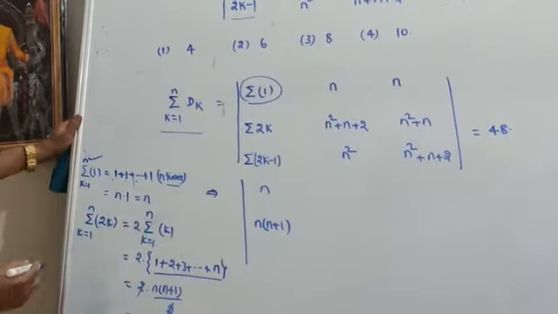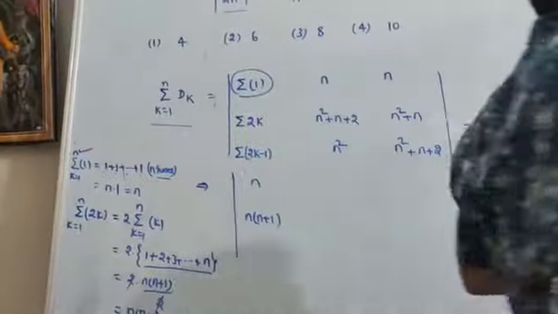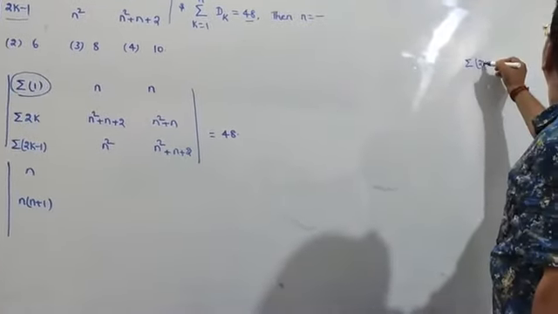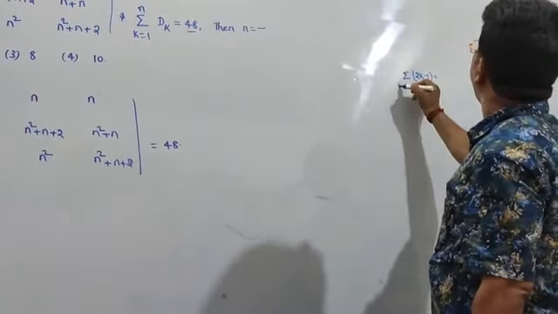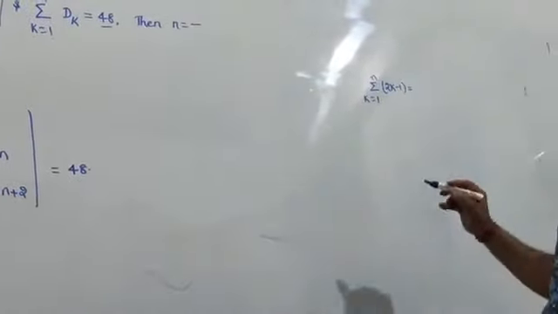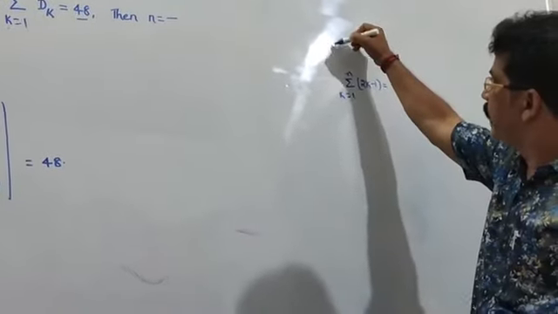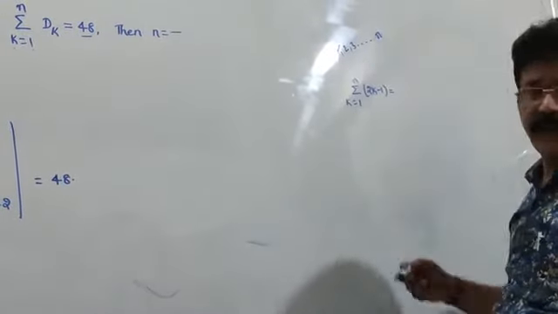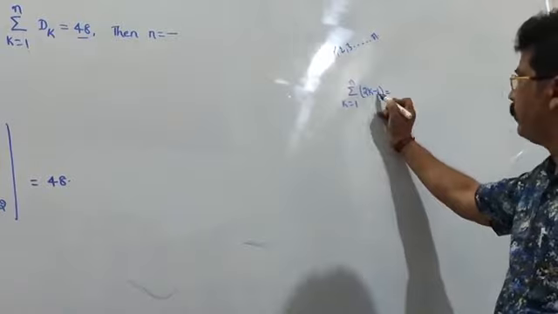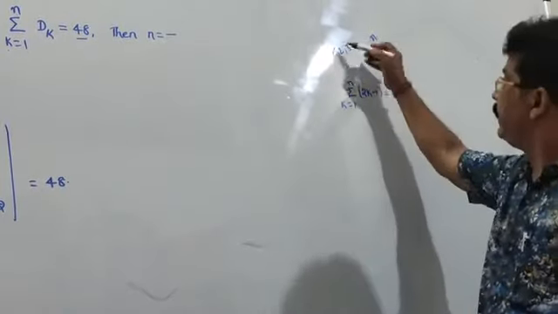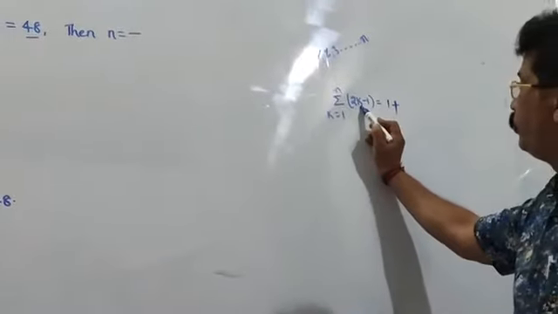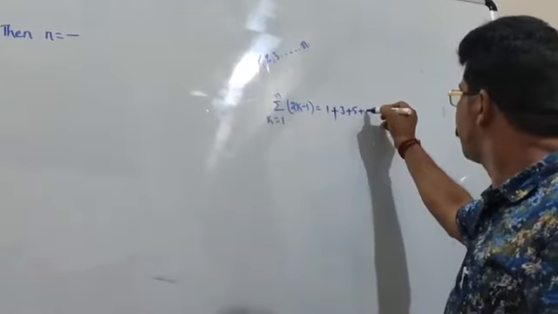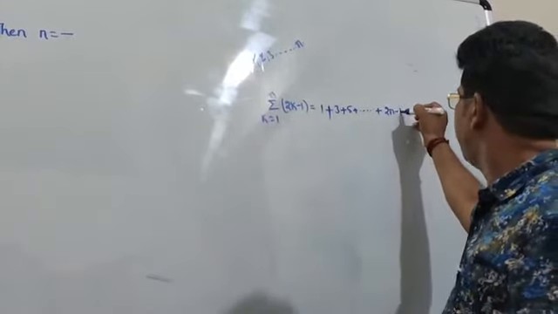Next, third sigma. You come here. Rough work. Sigma 2k minus 1, k equal to 1 to n. So that is equal to k values, k 1, 2, 3 and so on n. First we will put k equal to 1. 2 into 1, 2 minus 1, 1 plus. Next k equal to 2. 2 into 2 is 4, 4 minus 1, 3. So 3. Similarly, next term 5 and so on up to 2n minus 1.